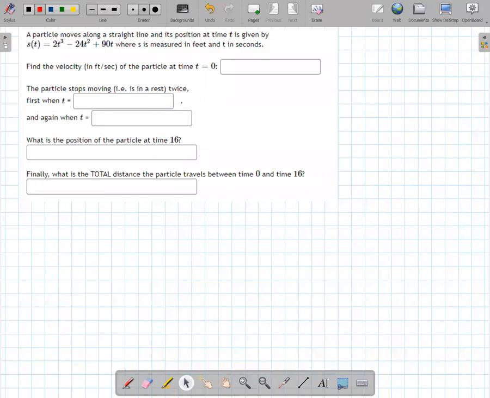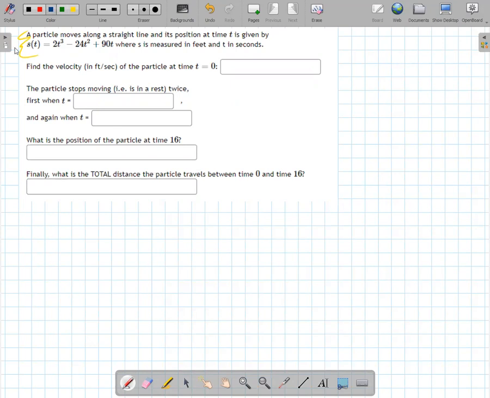All right, so here we want to find the velocity when t equals 0. We want to note when the particle stops moving. And we want to, let's see, what is the position at time 16? And then finally, what is the total distance traveled for the particle? So again, this is its displacement right there.